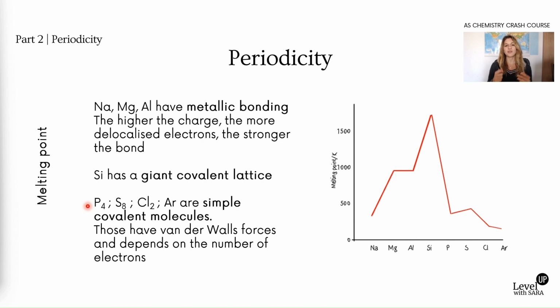It depends on the number of electrons. So S8, because it has 8 atoms' worth of electrons, is the strongest. So notice that there is an increase from phosphorus to sulfur, but then there is a decrease from chlorine to argon because they are smaller molecules. Okay. So as you can see, this is applying the concept of melting point, of bond strength and different types of structures to different trends.